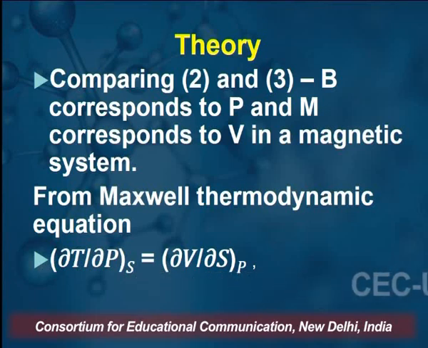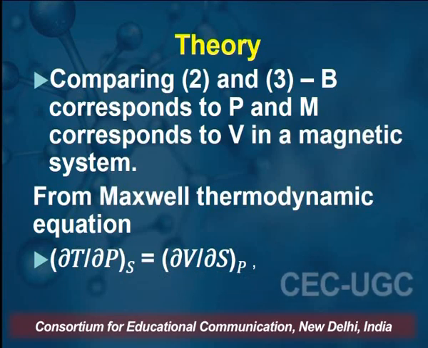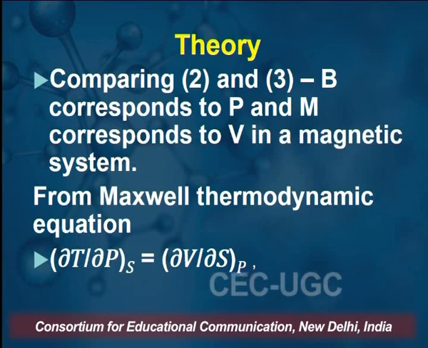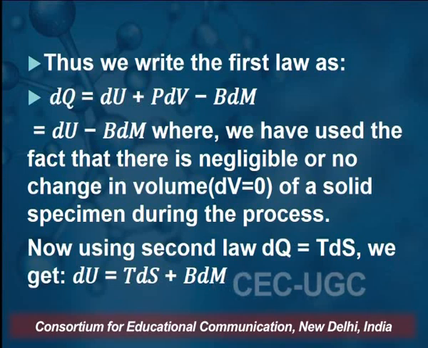Maxwell's relation gives us delta T by delta P at constant entropy is equal to delta V by delta S at constant pressure. Now you can see we don't have a negative sign here because the variables are taken in a clockwise direction. The first law can be written as dQ is equal to dU plus P dV minus B dM, where we have used the fact that there is negligible or no change in volume of a solid specimen during the process.